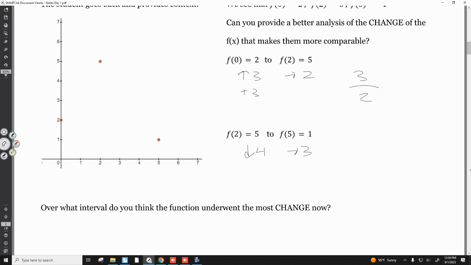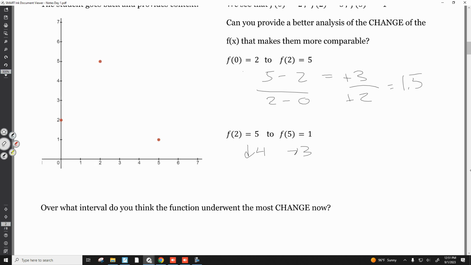Let's take this change in my y's, the net change in my y's, I went up 3. Take the net change in my x's, I went right 2. Let's divide those 2. And I now get a number, 1.5. It's a number. We'll talk about what that number means.